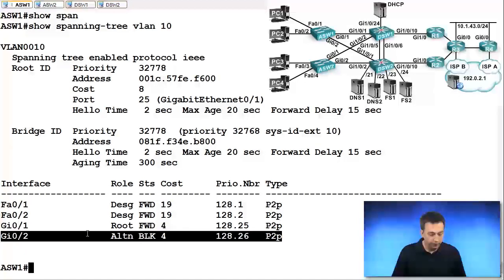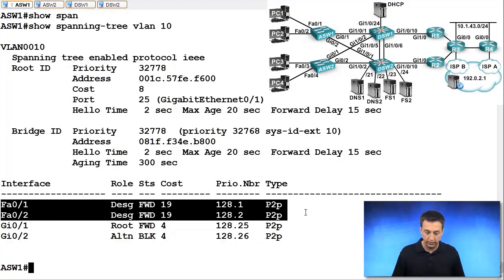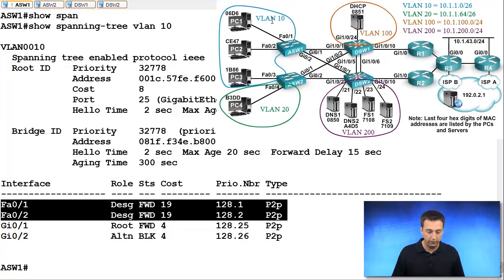Fast Ethernet 0/1 and Fast Ethernet 0/2, if we see here, they're part of VLAN 10. As a result, they will be in the forwarding state because they go down to end stations. They're access ports, and therefore they're going to be designated ports as well, so traffic can be sent and received at that particular interface down to the end stations.